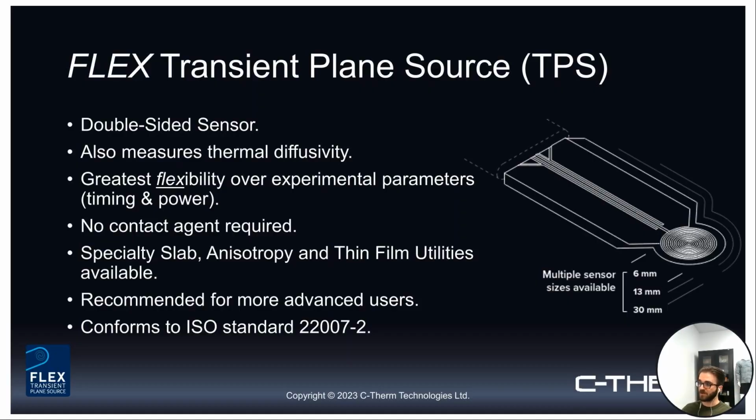So we're going to be starting out with a little bit of discussion focusing on the Flex transient plane source, or TPS for short. A little bit of background, if you're unfamiliar: the TPS method is a double-sided sensor. It also provides measurement for thermal diffusivity. So thermal conductivity and thermal diffusivity are provided in the measurement using this technique.